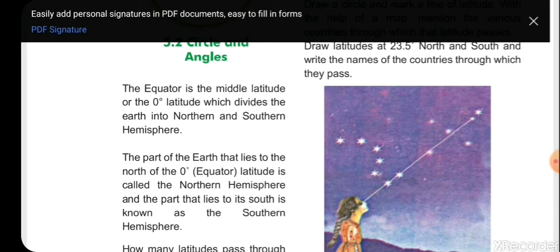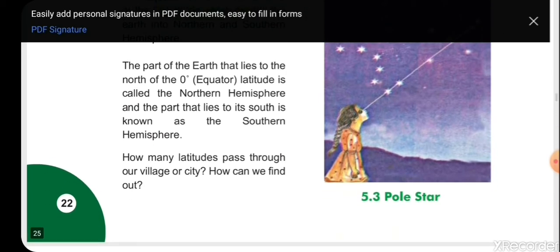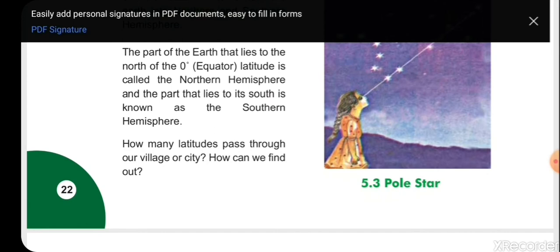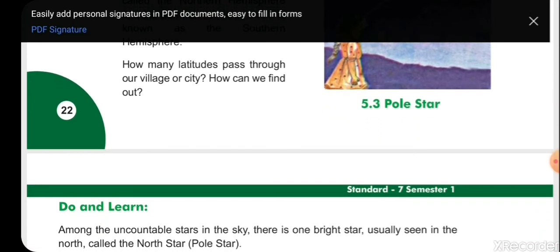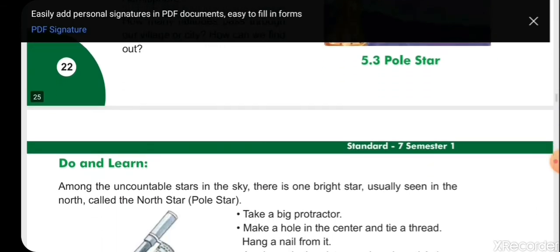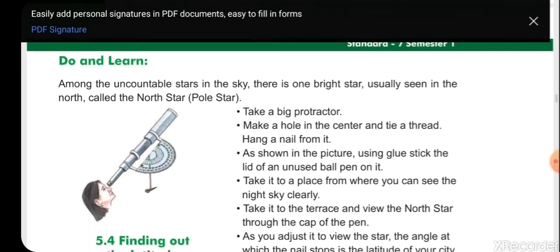is equator. How many latitudes pass through our village or city? How can we find out? Now they are asking us how many latitudes are passing through our village or a city and how we can find it out. So they have given us one activity to do it over here.